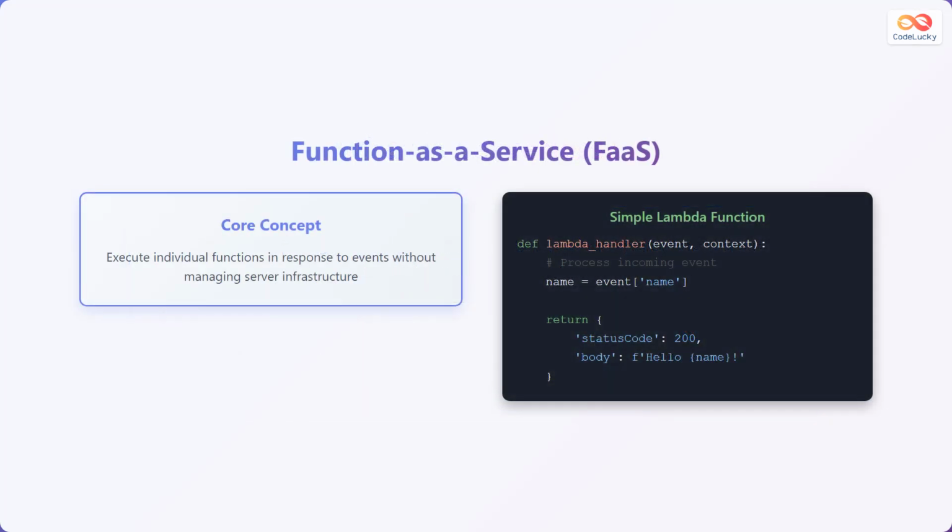Let's talk about function as a service, also known as FaaS. The core concept here is the ability to execute individual functions in response to events, all without managing server infrastructure. Look at the simple Lambda function example, where we define a function called Lambda handler that processes an incoming event and returns a greeting. This function is triggered by an event, such as an HTTP request, and it automatically scales to handle the incoming traffic.